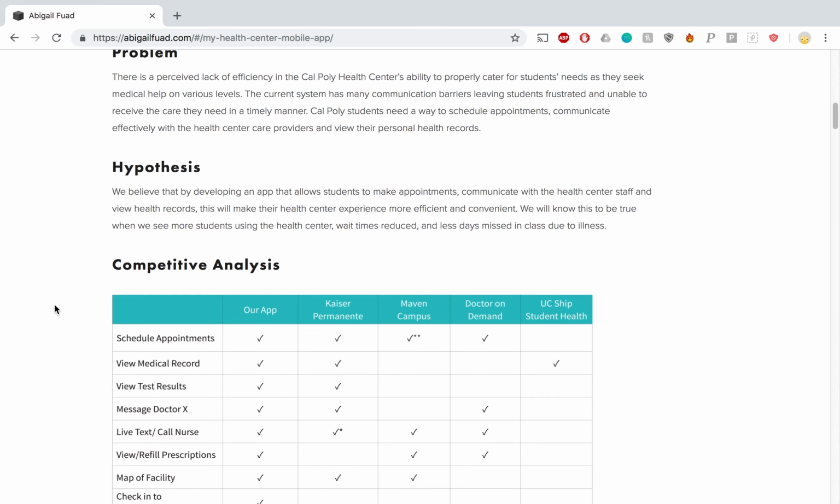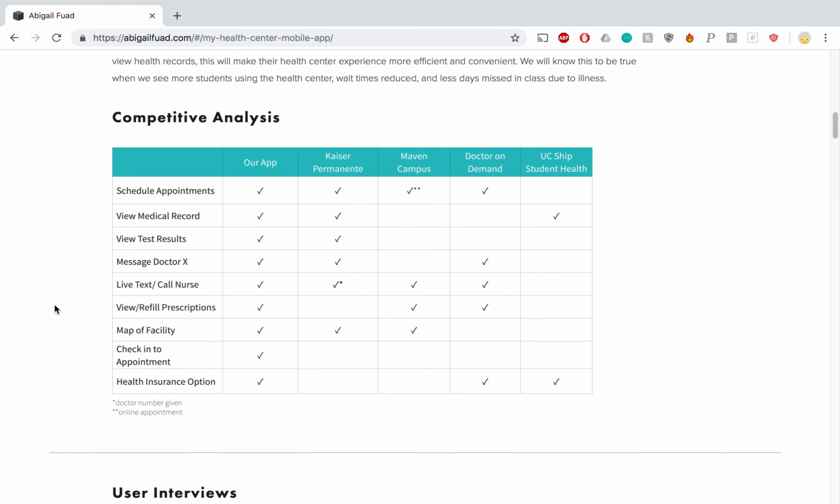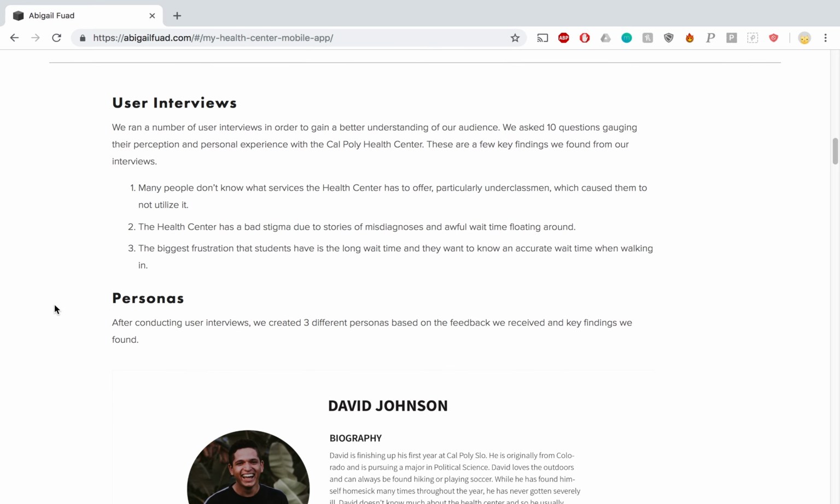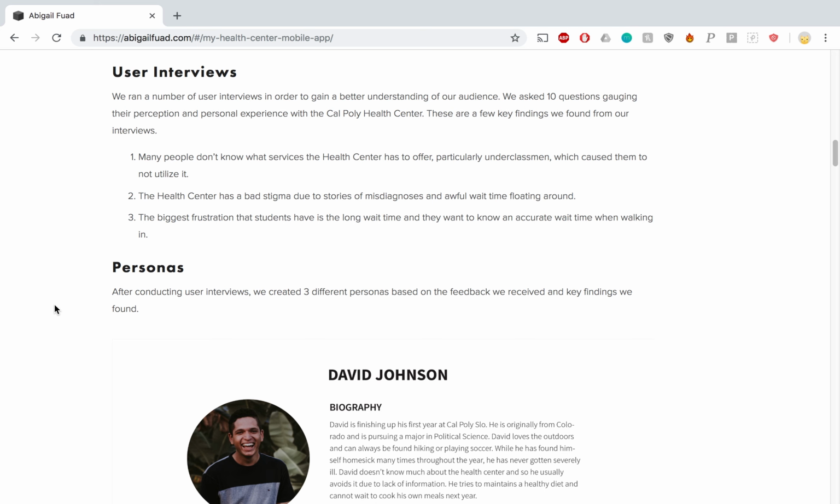The next step was a competitive analysis, where we took a look at different medical applications and saw what they did offer and what they didn't offer, and compared them to the goals that we had for our own application. Then we did in person user interviews. We did a random selection of students on campus and interviewed them to understand their perceptions of the health center and their own experience of going and interacting with the people that work there.